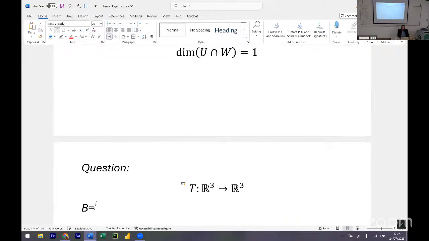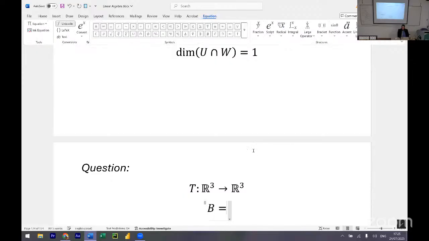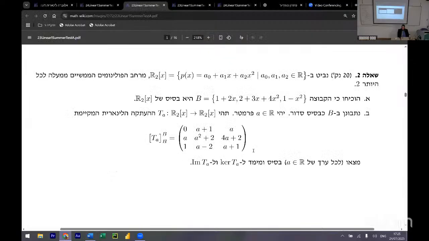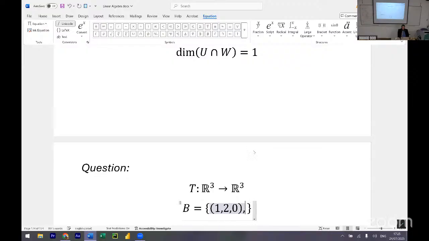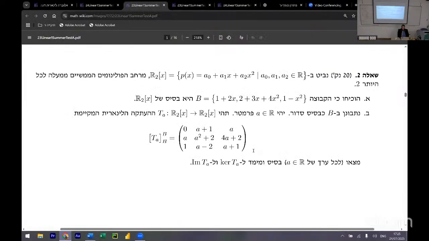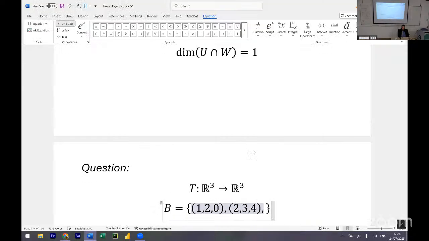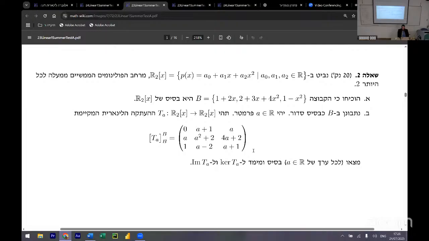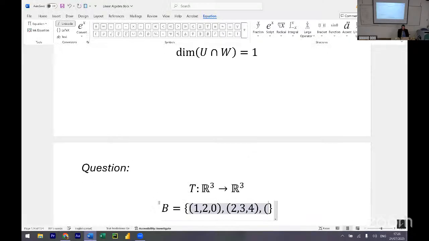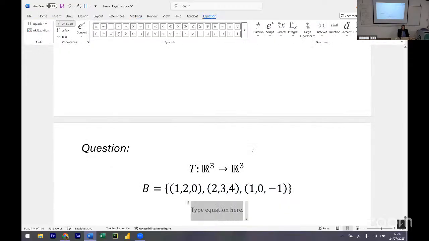And B is a basis, which is (1, 2, 0), (2, 3, 4), (1, 0, -1). Okay. And the matrix of A, the represented matrix of A from B to B is to be or not to be.